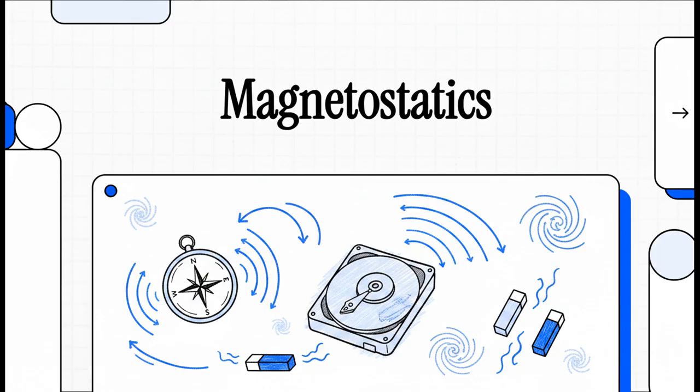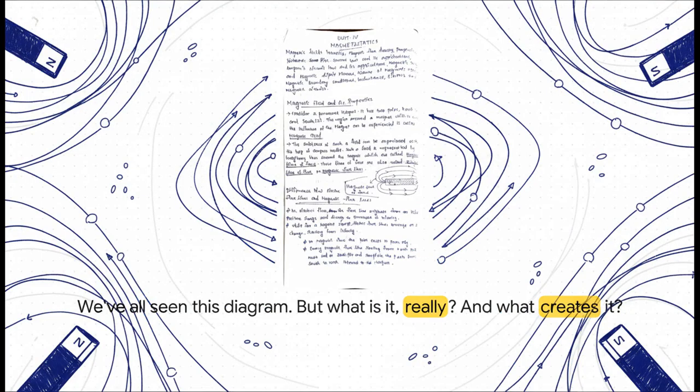And to get started, let's look at a picture I bet you've seen 1,000 times. Yep, it's the classic bar magnet from science class, with all those beautiful lines swirling around it. But here's the thing, those aren't just lines in a drawing. They represent a real physical force field, an invisible architecture. So what is this thing really, and what's actually creating it?